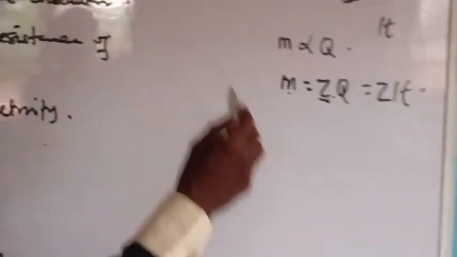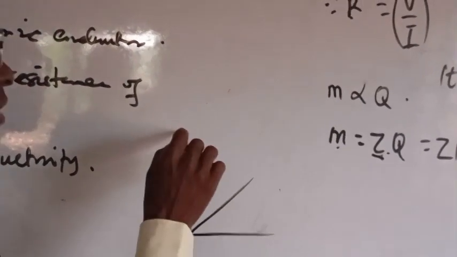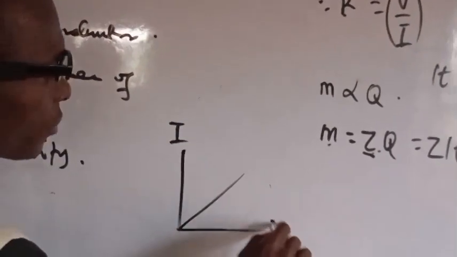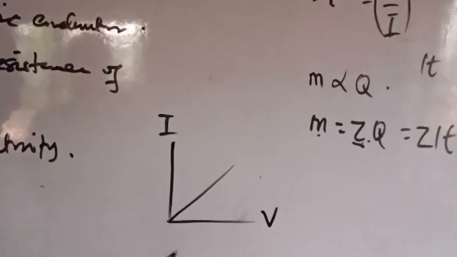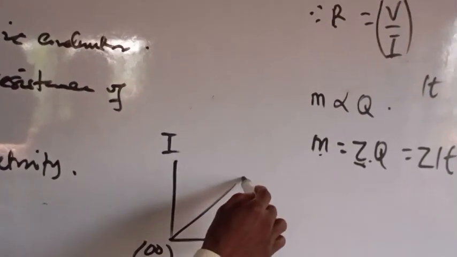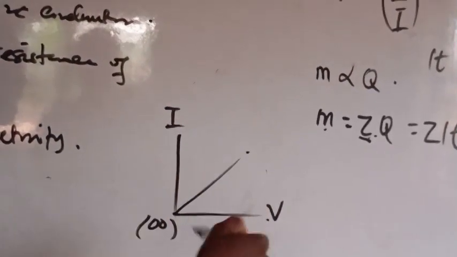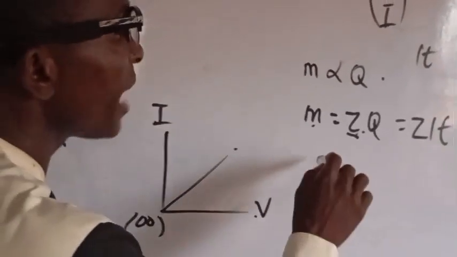Look at me. For example, Ohm's law, this is it. Here is current, here is voltage. Now, if you look at it, it starts from the origin. From the origin, it's a straight line. This is a linear graph. It tells that current and voltage have a linear relationship.